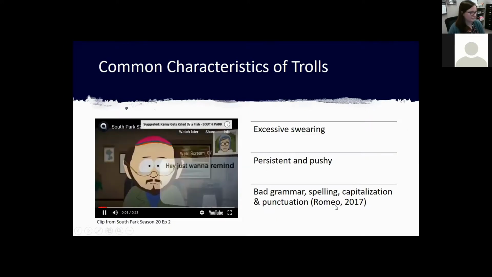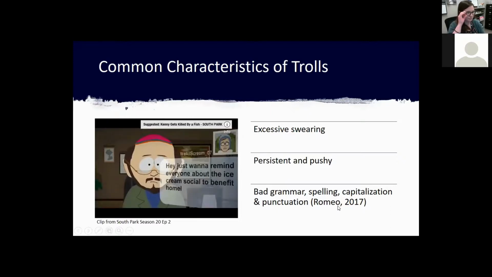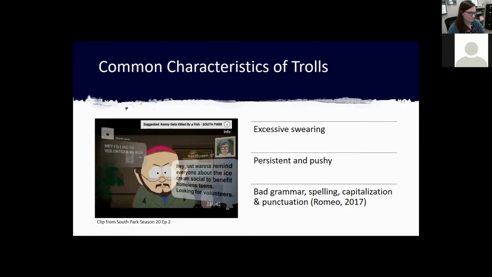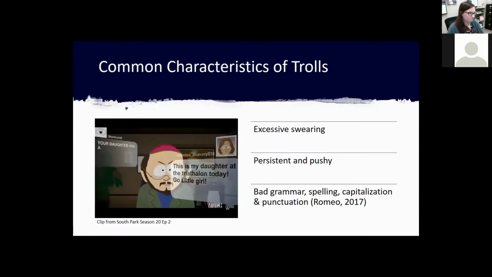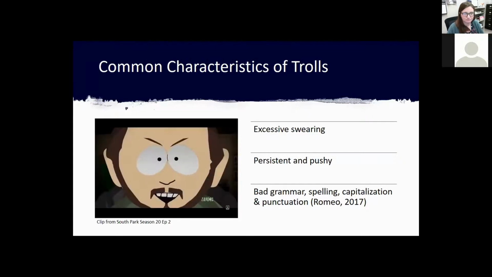Hey, just want to remind everyone about the ice cream social to benefit homeless teens. Looking for volunteers. Hey, I'd like to volunteer to kick you in the vagina. Where do I sign up? This is my daughter at the triathlon today. Go, little girl. Your daughter has a mustache. What the hell's wrong with your office, bitch? You've been dick slapped.